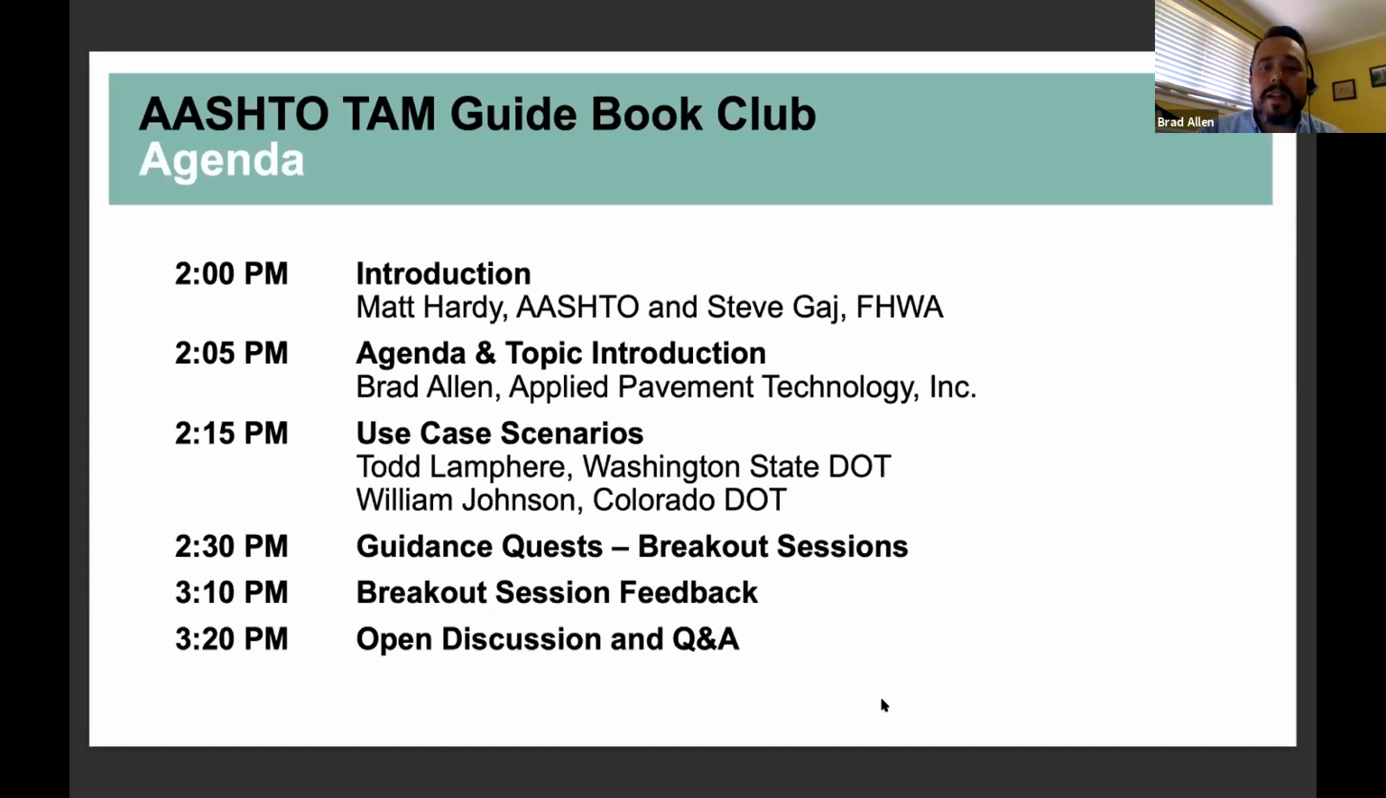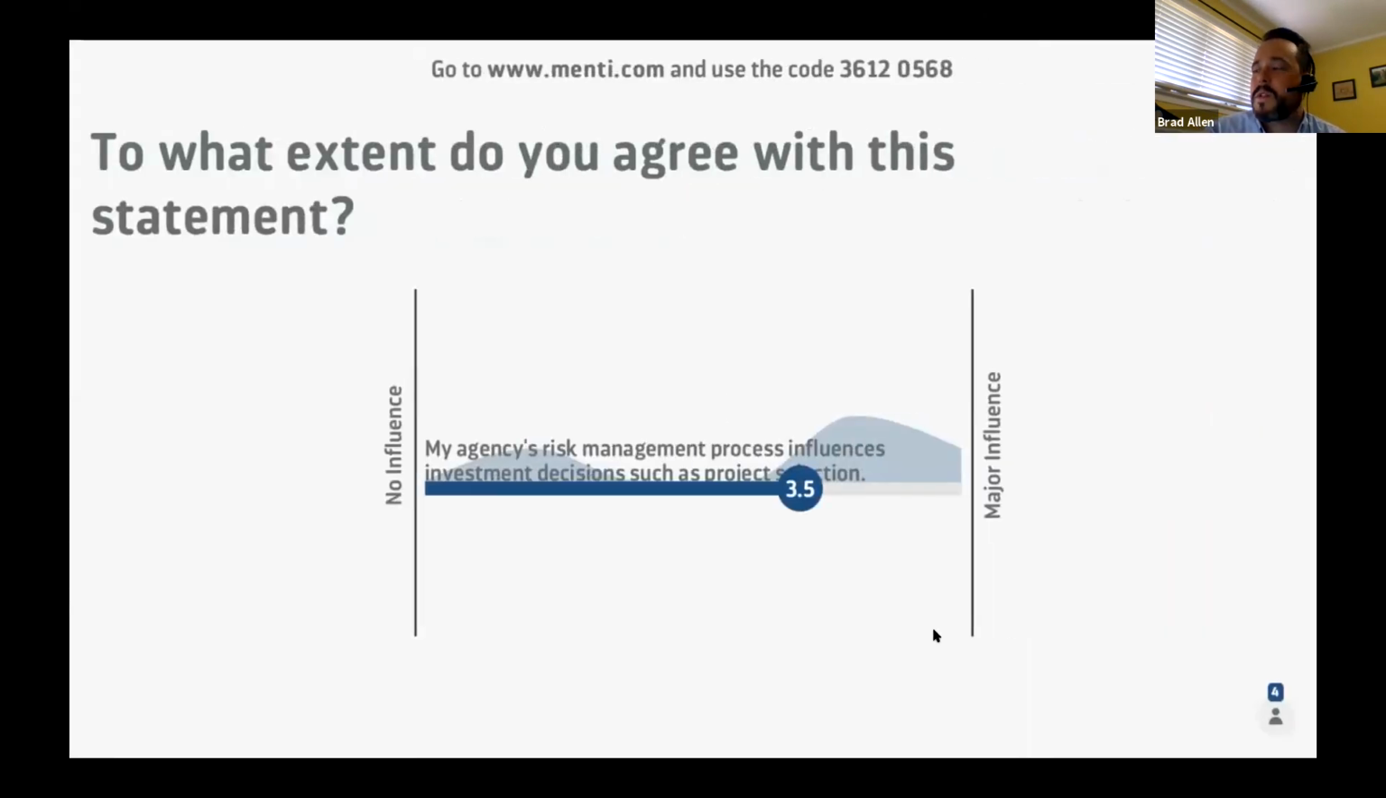We'll come back from that and hear how the groups did, get some feedback, and then we'll have some time for open discussions. So without further ado, let's introduce the topic through the Menti polls, Perry, and see how you feel about your agency and your efforts so far related to risk and resiliency. So first off, to what extent do you agree with the following statement? My agency's risk management process influences investment decisions such as project selection.